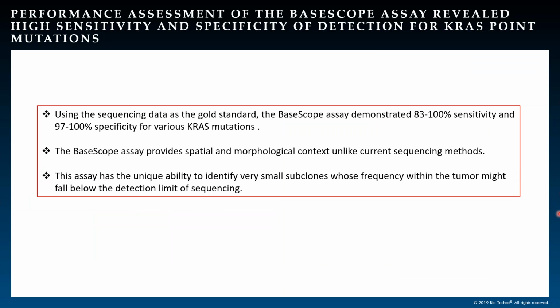So this data really showed us that we are on par with DNA sequencing when it comes to detecting point mutations. Unlike the sequencing methods, which are bulk methods, we're able to identify those subclonal populations of cells, which might be very few within the whole tumor sample. And this is really our strength in identifying these cell types using the BaseScope assay.